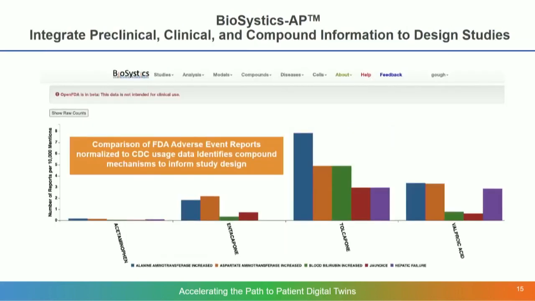Like I mentioned, the AP can interface with public databases and also proprietary databases, and what I'm showing here is a comparison of FDA adverse event reports normalized to CDC usage for a couple of different drugs that can be well used as a positive or negative control for toxicology studies. Here you can see tolcapone has an order of magnitude more adverse events than a negative control like acetaminophen.